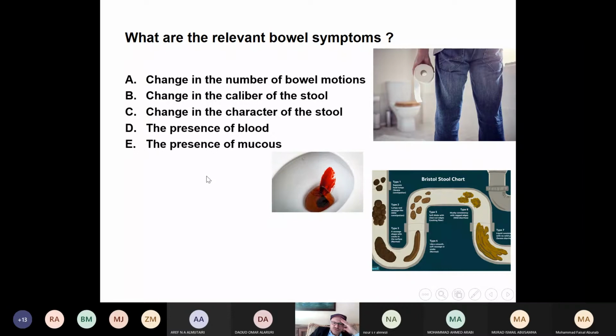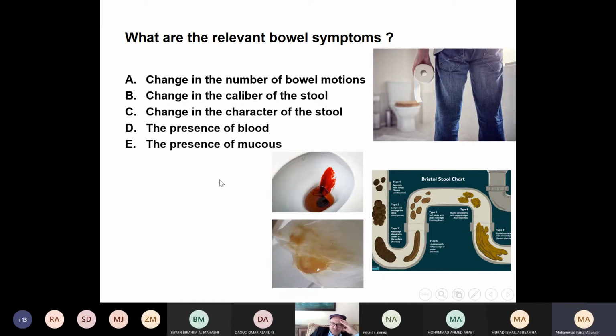Is there mucus in the stool? Mucus maybe. Blood, doctor. No, there is blood in the stool.